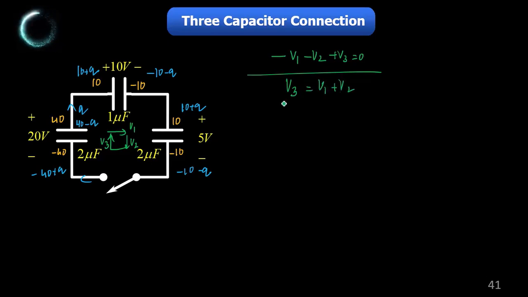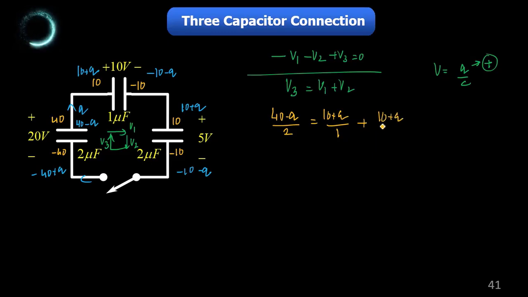Again, mind it that once I write the potential difference, V should be equal to Q by C, where Q is the charge on the positive plate. Only thing you have to consider over here is the charge that is there on the positive plate. Okay. So, V3: the charge on the positive plate is 40 minus Q, divided by the capacitance. V1 is the charge on the positive plate of the first capacitor, that is 10 plus Q, divided by 1. Then V2 is again the charge on the positive plate, that is 10 plus Q, divided by 2.